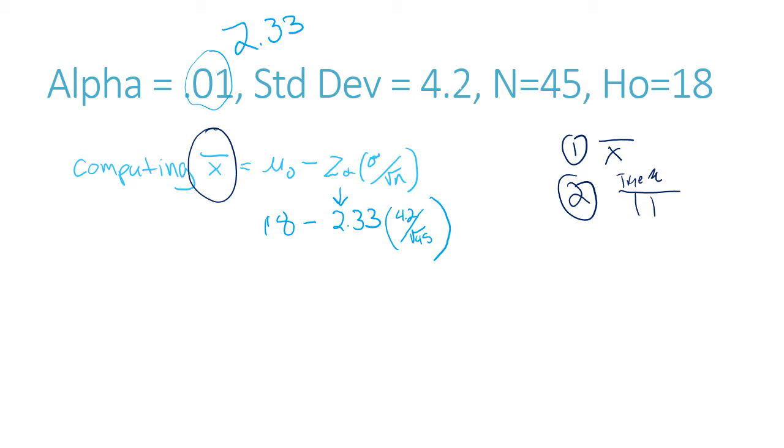Now if we take 2.33 times 4.2, we get 9.786. We divide it by the square root of 45. That gives us 18 minus 1.4588 and some more decimal places. Now when we take 18 and we subtract away this kind of margin of error that we've used before, we get an x bar of 16.54. And we use this same x bar for all of the possible mu's.